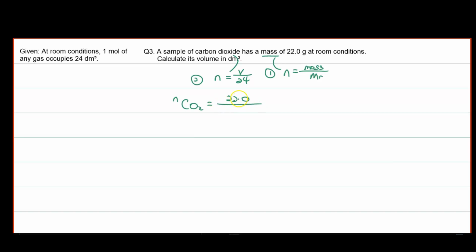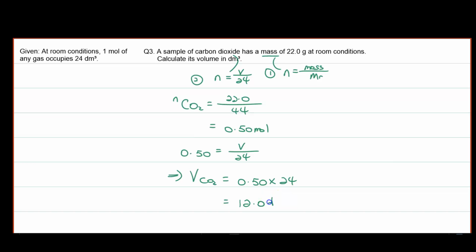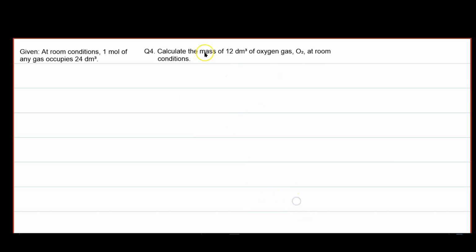So I find the number of moles of carbon dioxide to be 22.0 over the molar mass of carbon dioxide, which is 44, giving us the answer 0.50 mole of carbon dioxide. But I'm asked to find its volume in dm cube. Therefore, 0.50 is equal to volume over 24. Hence, the volume of carbon dioxide is simply 0.50 mole multiplied by the molar gas volume, which is 24 dm cube, giving us the answer 12.0 dm cube.